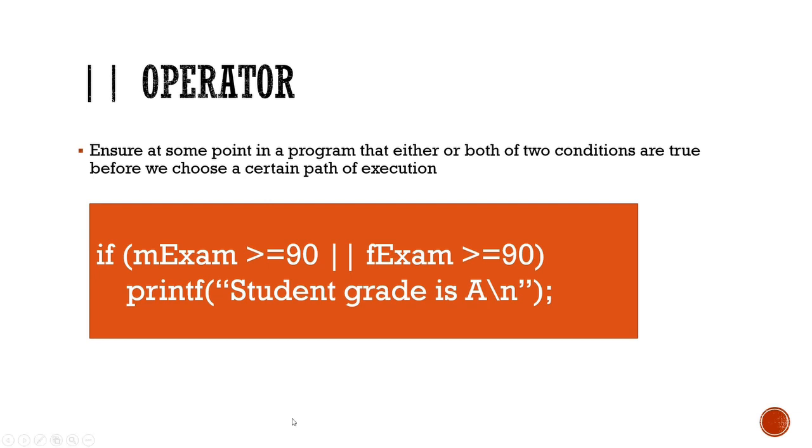We use this condition. One simple condition, if mxsum is greater than or equal to 90, or fxsum is greater than or equal to 90. And a statement inside of that, you have the printf student grade is A. That means if either of these two simple conditions is true, or both, it is going to execute this statement.